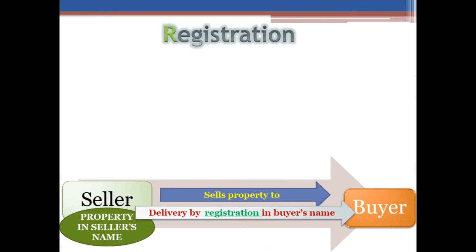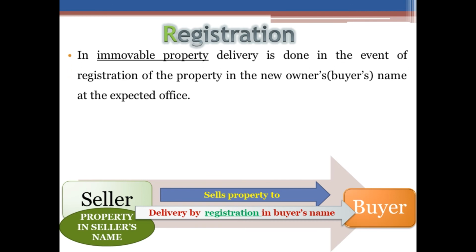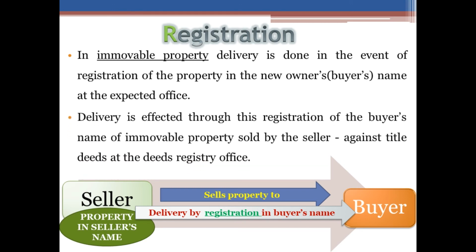Next, we have registration. Registration is used for immovable property. Delivery is done in the event of registration of that property that has been sold to the buyer in the new owner's name, the buyer's name, at the expected office. So as shown here, the seller has the property in his name. That seller sells the property to the buyer. Delivery is done through registration. The property is registered in the buyer's name. That is when delivery is done.